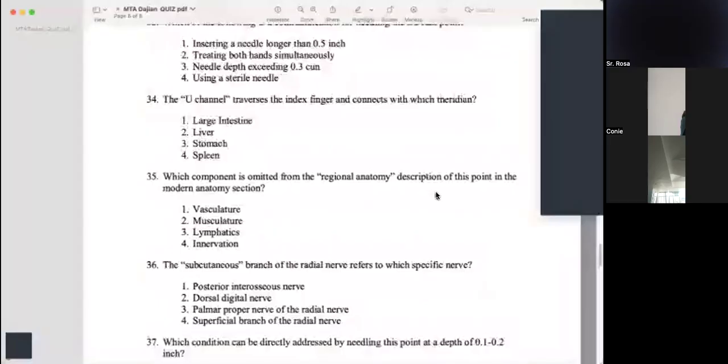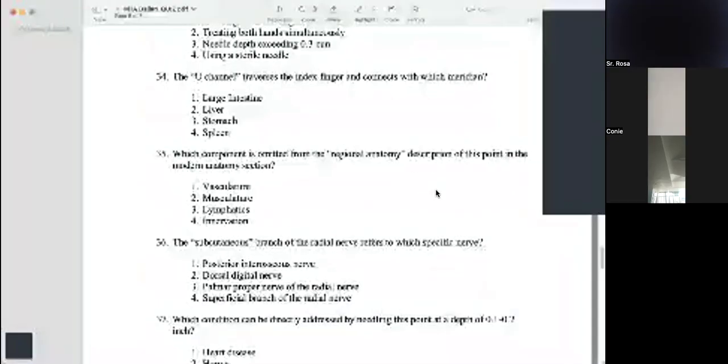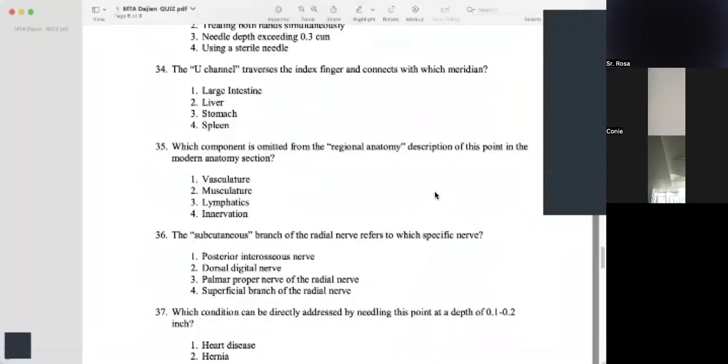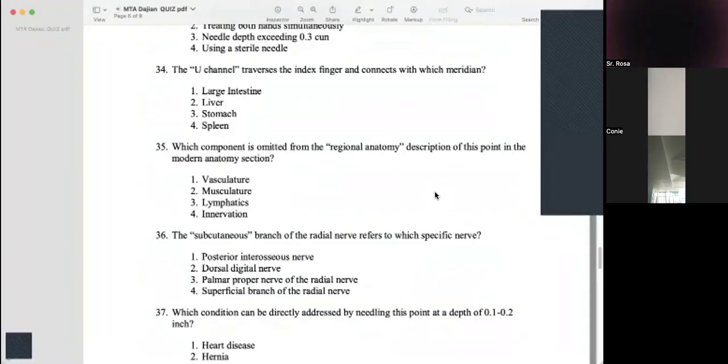The U channel traverses the index finger, with which meridian? Diyan na naman si U channel. Wait, ano ba yung question kanina about the U channel? Mention the connection of the index finger to which organ meridian pathway? Ang sagot kanina lang, Doc.